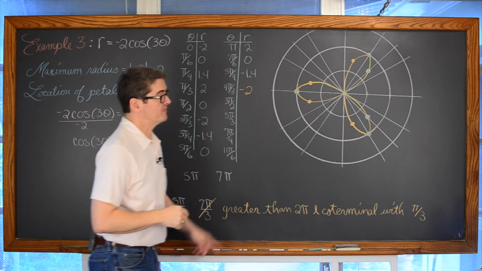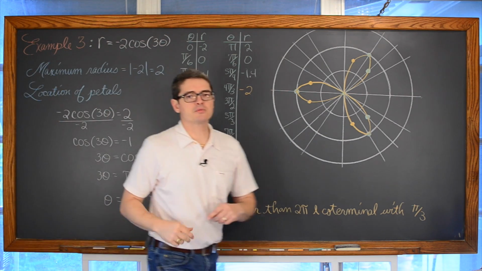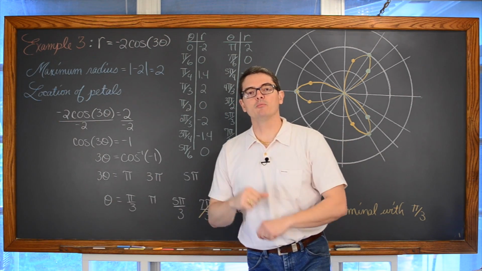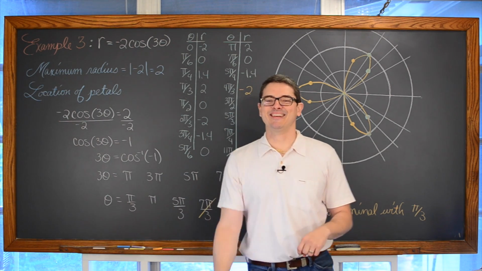And then they start to repeat. So that is our 3-petal rose for r is equal to -2 cosine of 3 theta. Now we're moving on to, see if I can say this right, lemniscates.